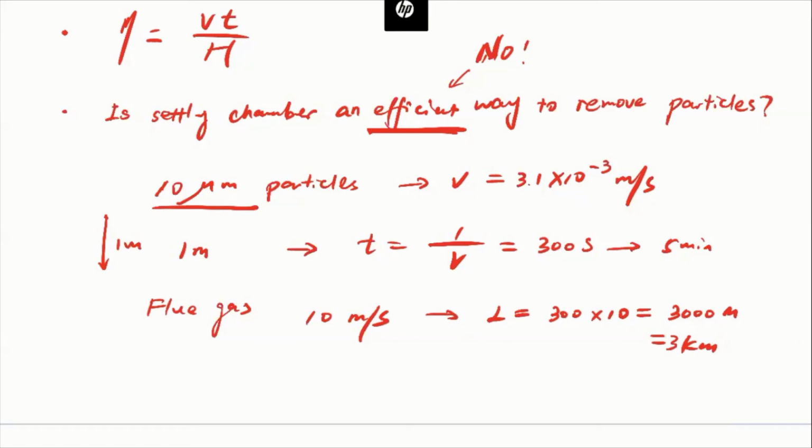So the particle settling in the duct is just a passive method, right? We're not using this method to specifically remove the particles, but since we have to build these ducts, we just let the particles settle down so that we can get rid of some of the larger particles, right?